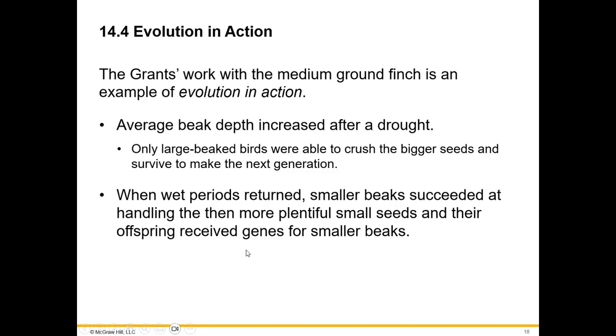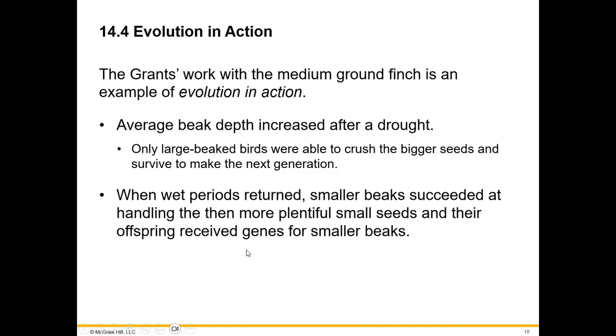The Grants' work with medium ground finch is an example of evolution in action. And it's actually very interesting because a lot of times we think of evolution happening over hundreds of thousands or millions of years, but it turns out we can observe the effects of natural selection and evolution in real time in one lifespan by just spending enough time looking at a single species in a specific environment.